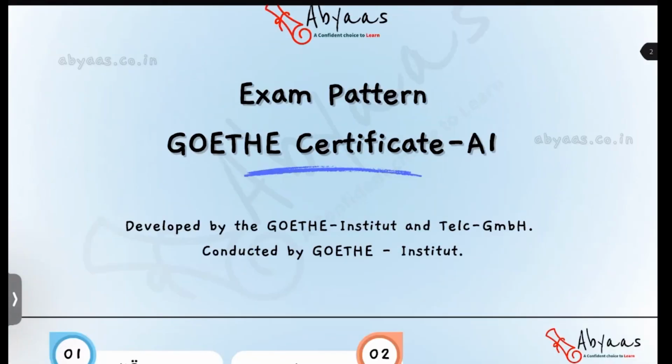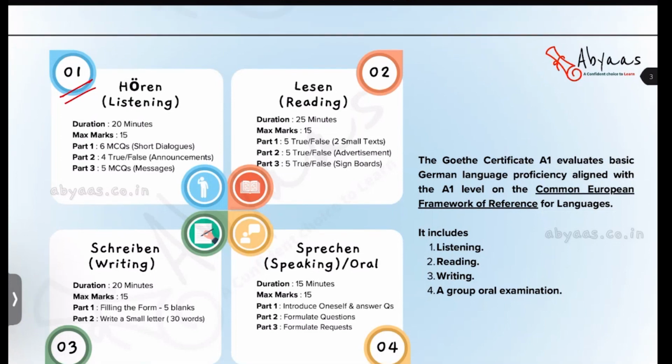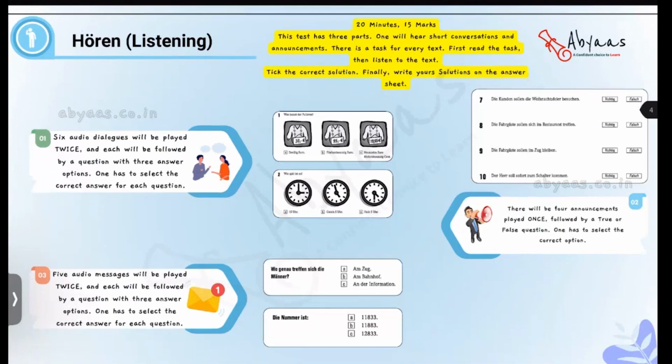Exam pattern. Like other language exams, even the German A1 certification course consists of four modules: Hören, Lesen, Schreiben, and Sprechen. Hören means listening, Lesen means reading, Schreiben means writing, Sprechen means speaking. Now let us see the individual modules, what the duration is and how many marks each has.